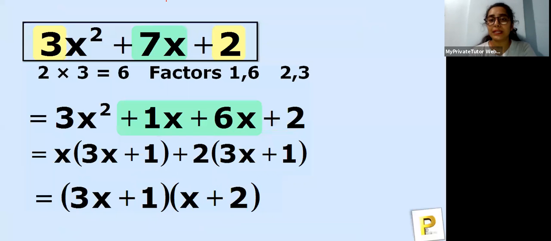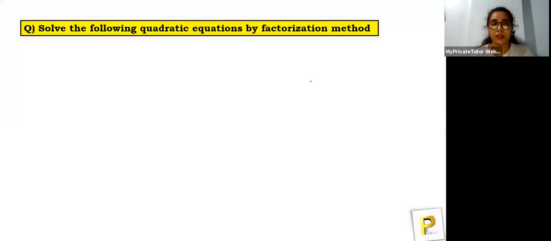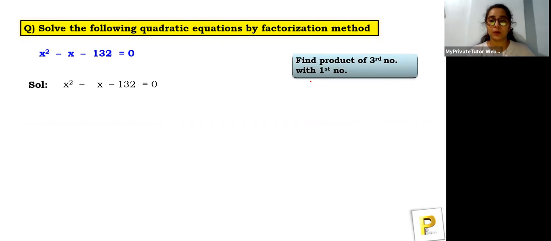I'll take some more examples so you get more clear with this part. Okay, so let's move toward that. Solve the following quadratic equations by factorization method. So the question is x square minus x minus 132 is equal to 0. Okay, let's copy the question as it is. Find product of third number with first number. So multiply a and c. That is the first step.